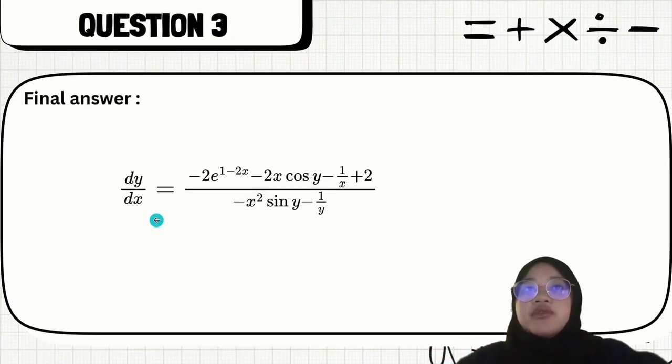dy/dx equal to negative 2e to the power of 1 minus 2x minus 2x cos y minus 1 over x plus 2, over negative x squared sin y minus 1 over y.